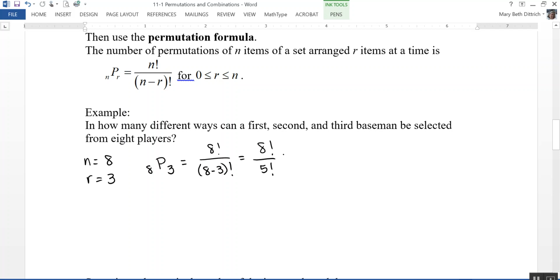And now I could write all of this out. I could write this out as 8 times 7 times 6 times 5 and so on. But notice that when I get to 5, 5 times 4 times 3 times 2 times 1 is the same as 5 factorial. And the reason I stopped there is because I have a 5 factorial on the bottom. So I could write out 4, 3, 2, 1 and then 5, 4, 3, 2, 1 on the bottom, but I'm going to cancel them anyway. So if I write it like this, I can cancel out my 5 factorials. And then I grab my calculator, and 8 times 7 times 6 is 336 ways that I can choose a first, second, and third baseman from 8 players.